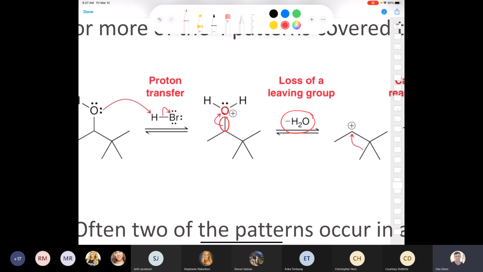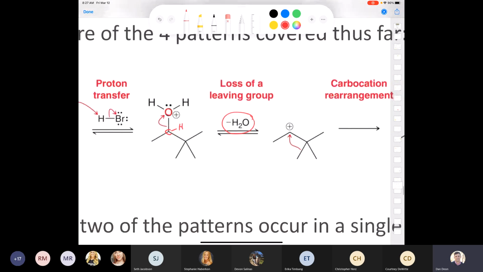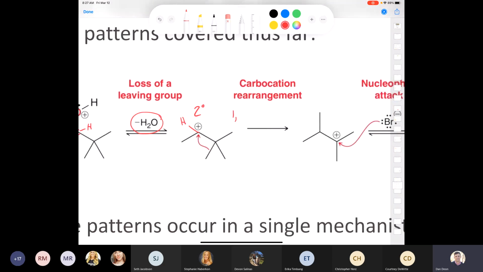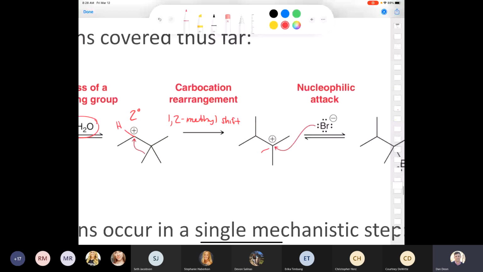Now this carbon right here, okay, which has a hydrogen attached to it as well, which isn't shown, but now that carbon is deficient, okay, it's electron deficient, and now you've got a carbocation. This is a secondary carbocation. It's going to undergo a 1,2 methyl shift in this case, and look what you end up with. You end up with a tertiary carbocation.